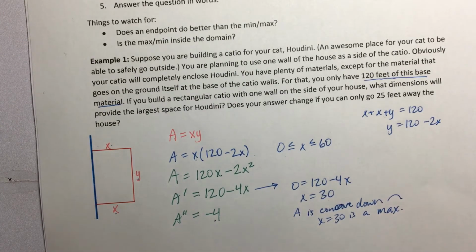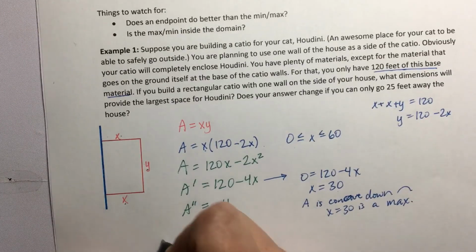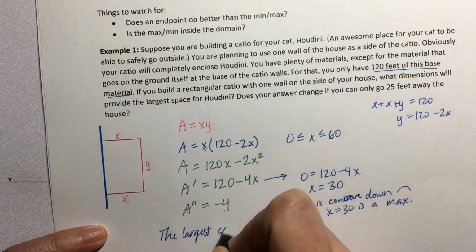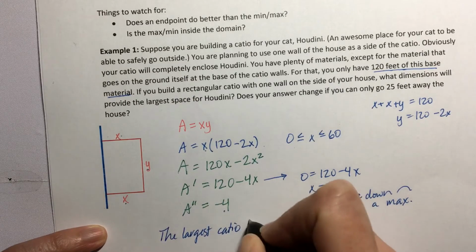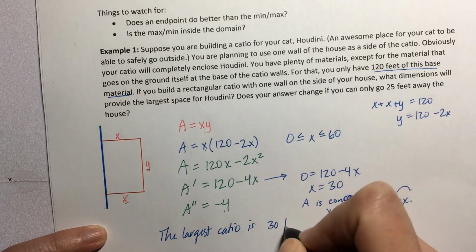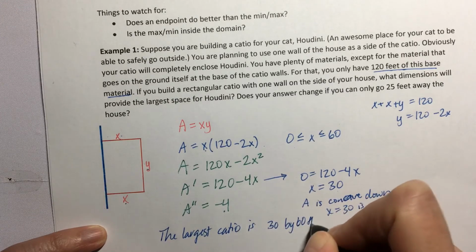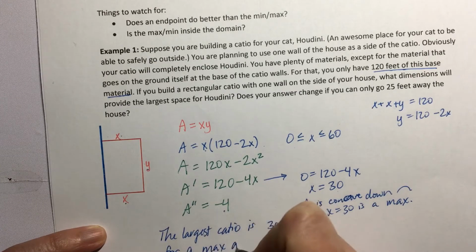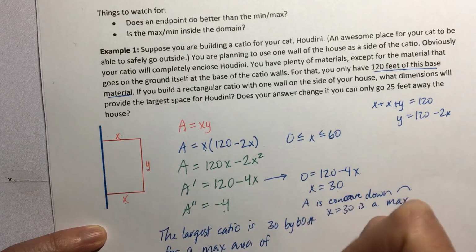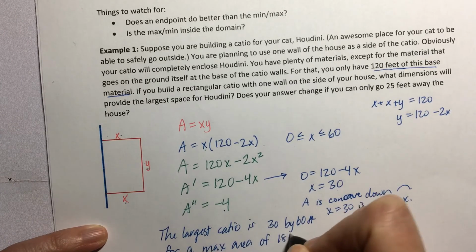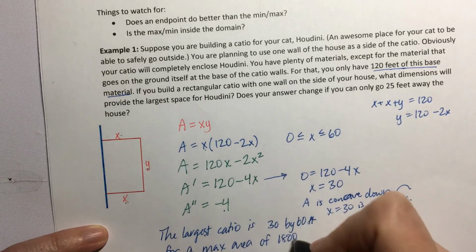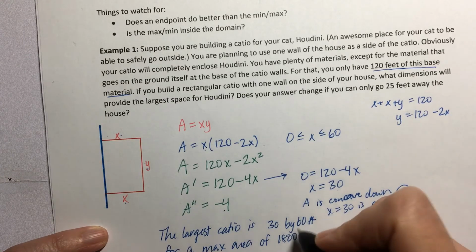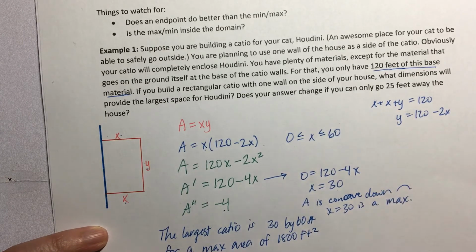The last thing is to answer the question in words. So the largest catio is 30 by 60 feet for a maximum area of 1,800, because 60 by 30. And we can get that 60, remember, by plugging in the 30 we had here. Square feet.